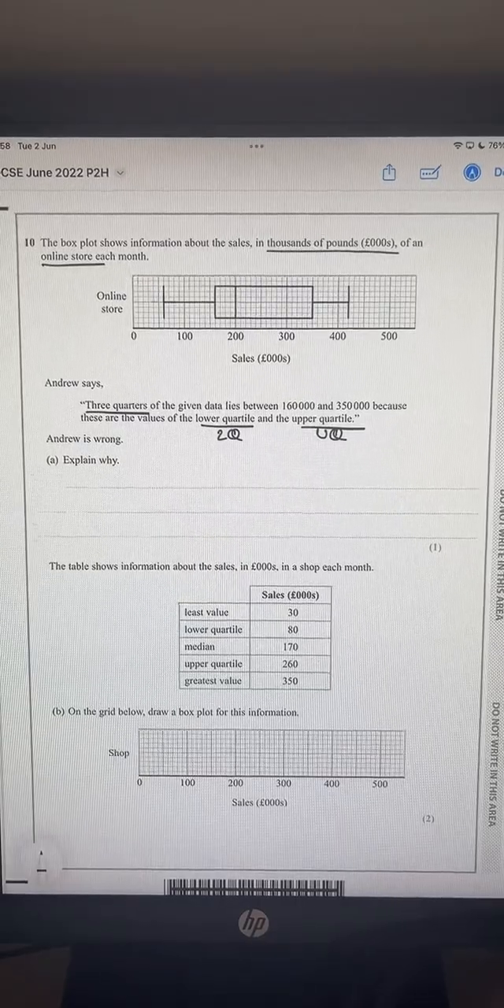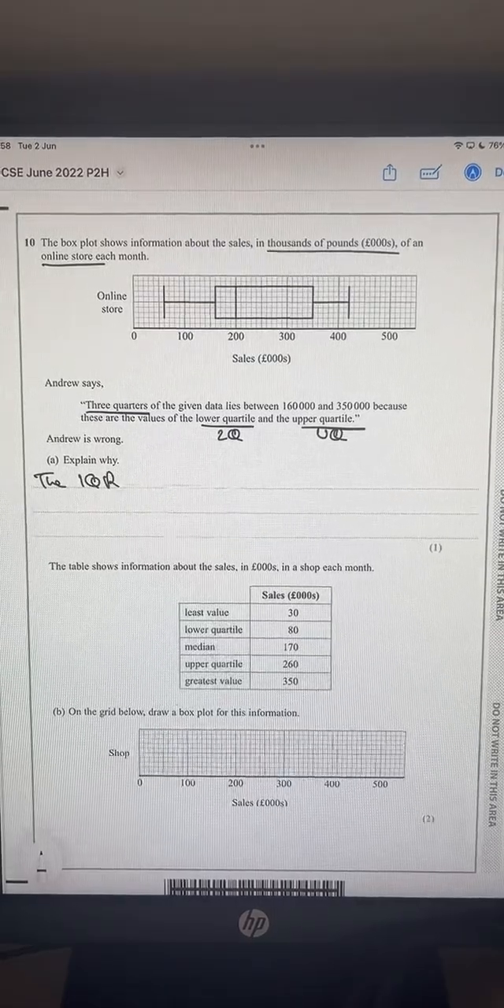You got a question on interpreting box plots in paper 1? Okay, I will go through this one quickly then. The interquartile range is half the data.